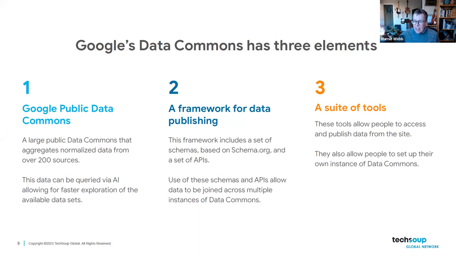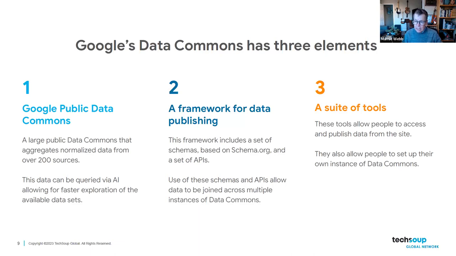What Google's Data Commons has done is taken away the barrier of doing that kind of normalization across different data sets. And they've actually put together, and I'm going to talk about the main three elements of it, a system, really, that allows you to be able to interrogate data from a variety of sources, be able to download data, interact with data, and actually have a framework for publishing your own data. So the three main elements of Google's Data Commons is, first, Google's Public Data Commons. This is what you see if you go to datacommons.org.